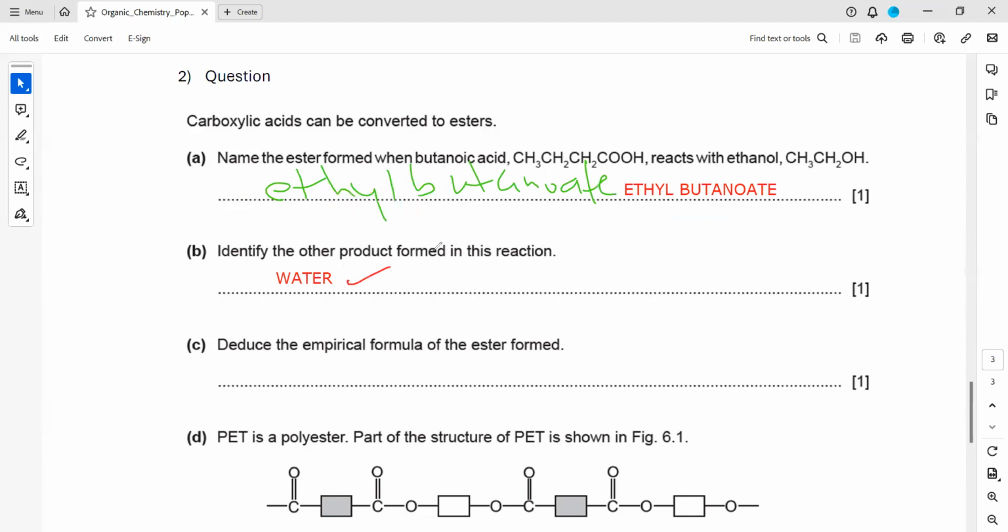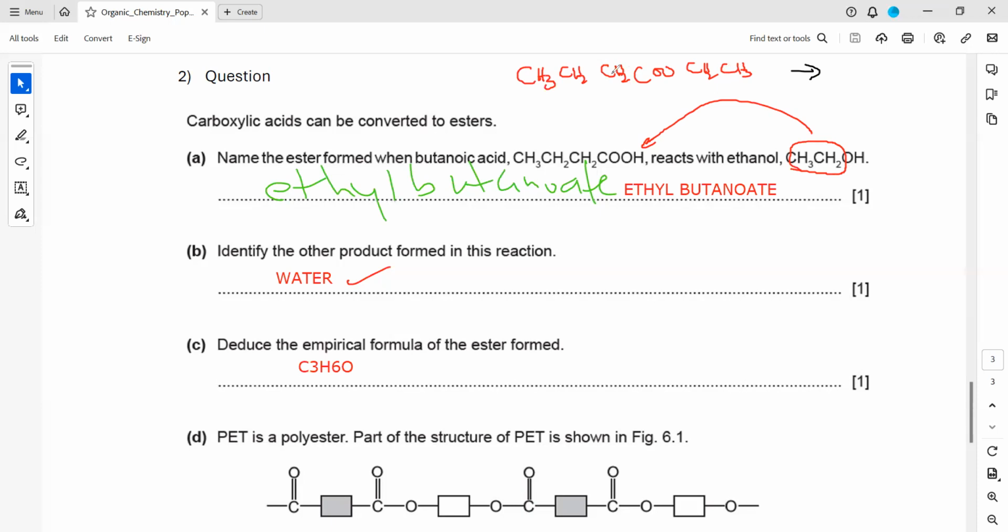Deduce the empirical formula. Empirical formula means the simplest ratio. First, what ester will form here? When they react, this carbon chain will take the position of OH. So the ester formed here is CH3CH2CH2COOCH2CH3. This is the ester, but we need the empirical formula. This is a structural formula. What is the molecular formula of this ethyl butanoate?